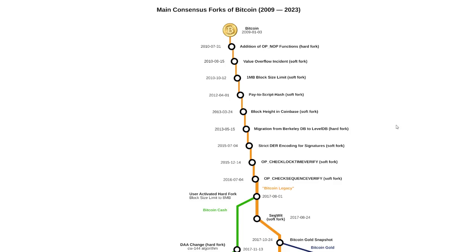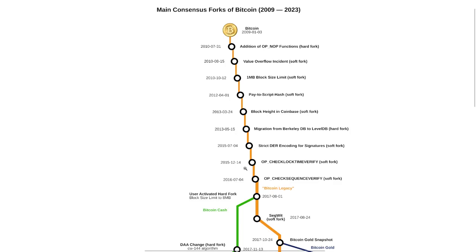Hello, in this video I'm going to explain the Bitcoin history using a graphic of the timeline, which has all the major upgrades to the Bitcoin protocol. The graph is called Main Consensus Forks of Bitcoin from 2009 up to the current day. It does not feature code forks, which just use the blockchain concept like Litecoin or Dogecoin. It only displays the consensus forks, so changes to the Bitcoin network which continue the same Bitcoin blockchain.